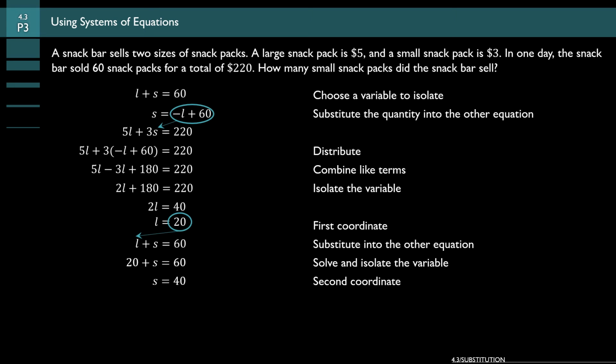So our solution should be 20, 40, or 40, 20, depending on which one is your X and which one is your Y. Really what we want to know is 20 large ones were sold, 40 small ones were sold. Then go back and check your work.